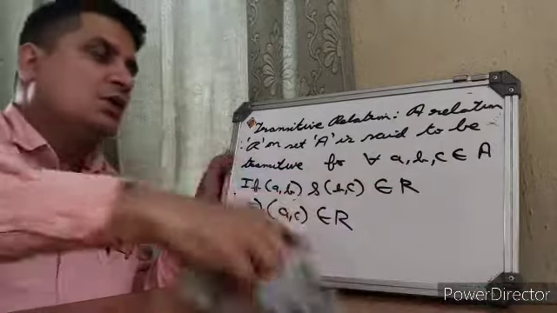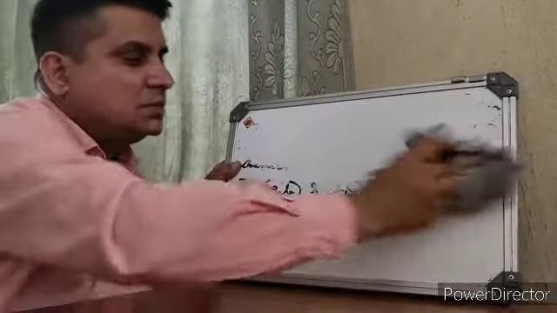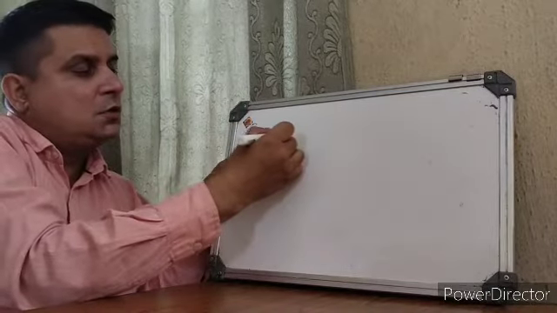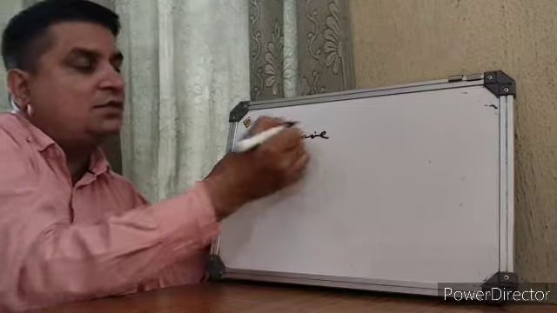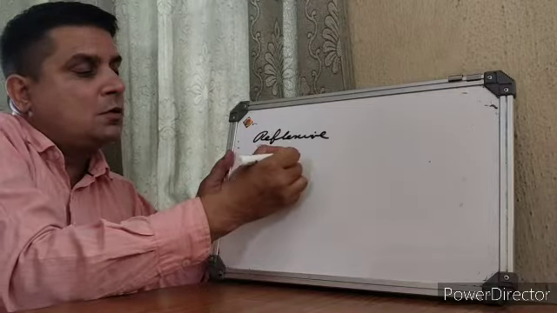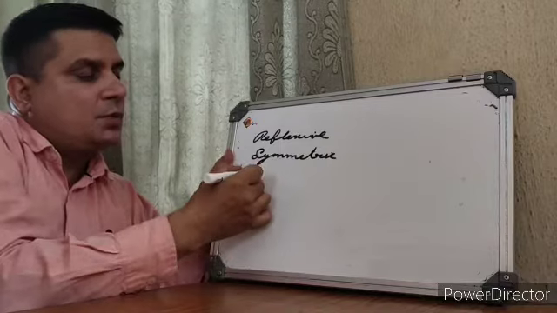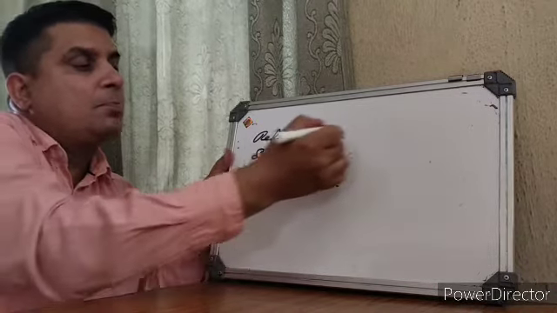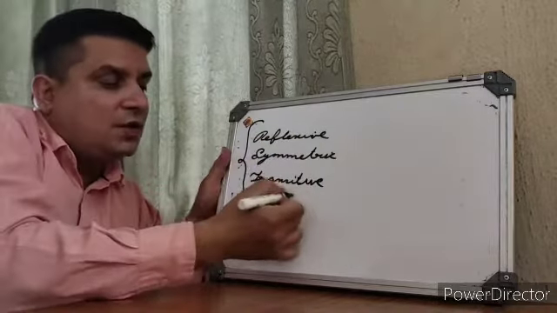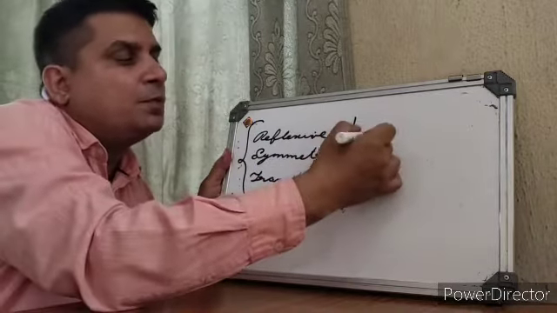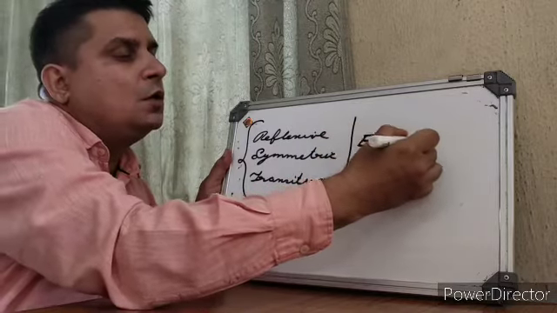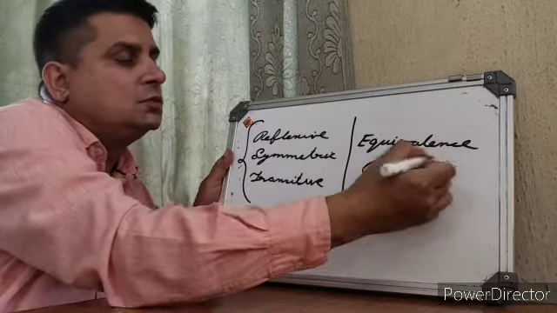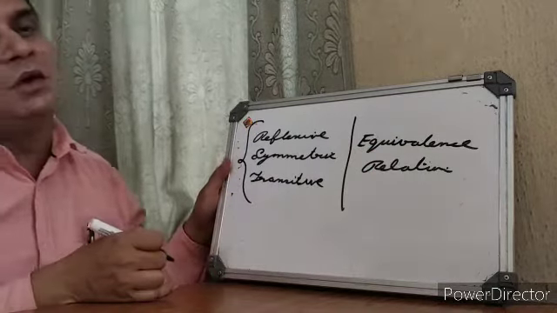Now, if any relation is reflexive, symmetric, and transitive, then it is called equivalence relation. So what do we say? If any one of the three is not there, then the relation is not equivalence.